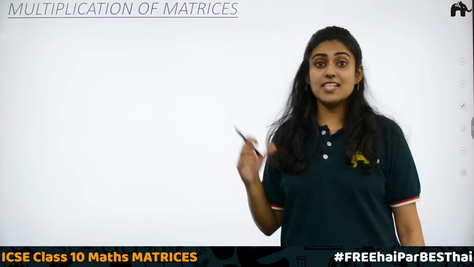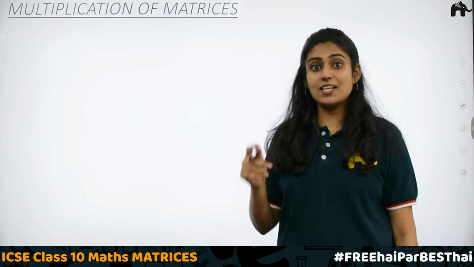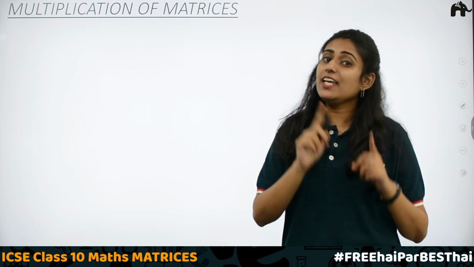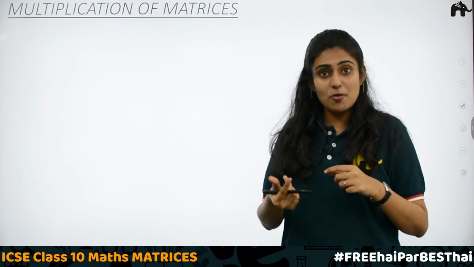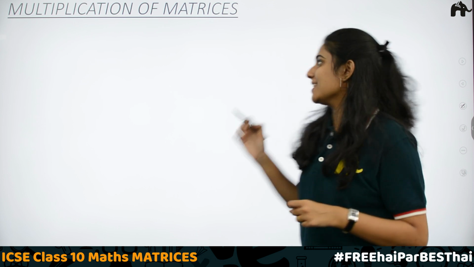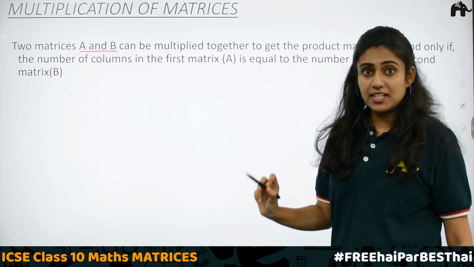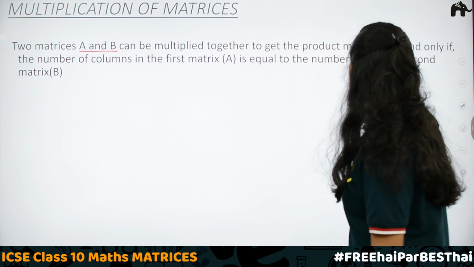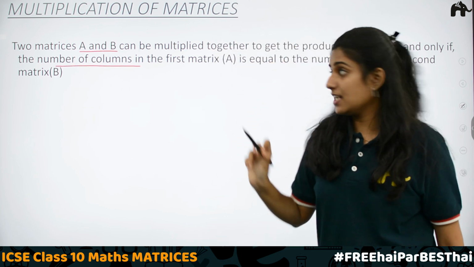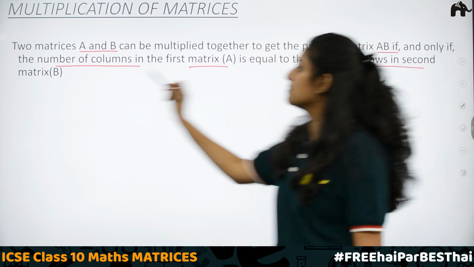Multiplication of matrices. We have studied the addition and subtraction of matrices. While performing the addition and subtraction of matrices, there was the first condition which we followed. We have to check the order of the matrices. Only if both the matrices considered are of the same order, they can be added or subtracted. Now, when it comes to multiplication, let us check what the condition is. Two matrices A and B can be multiplied together to get the product matrix AB if and only if the number of columns in the first matrix A is equal to the number of rows in the second matrix B.